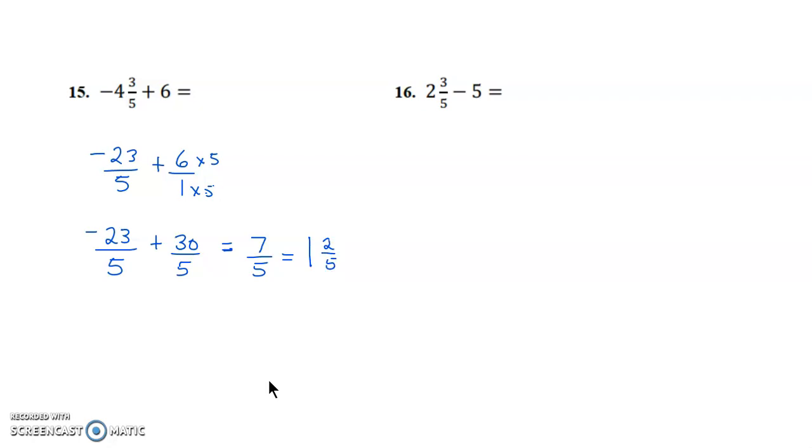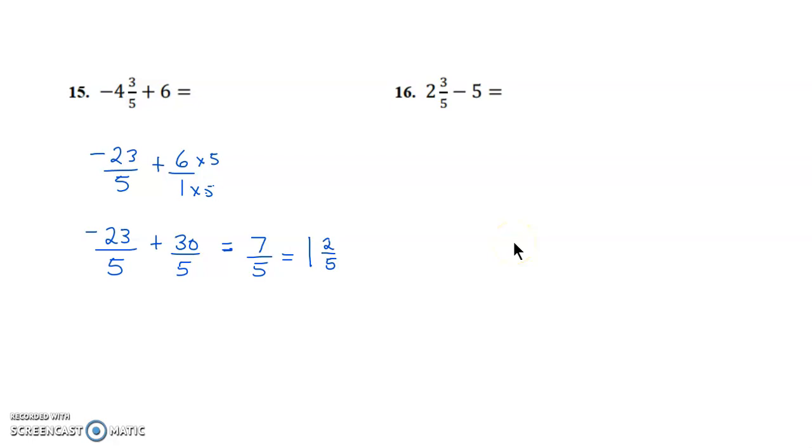So you see how above, if we just took the whole numbers and subtracted, we'd get 2 3/5. But the 6 is not just subtracting the 4, the 6 is also subtracting the 3/5. And that is why we get an answer of 1 2/5. And we're going to do the same for number 16.